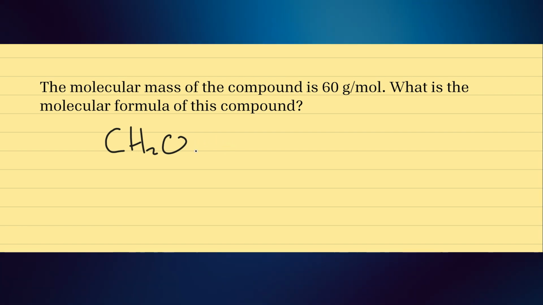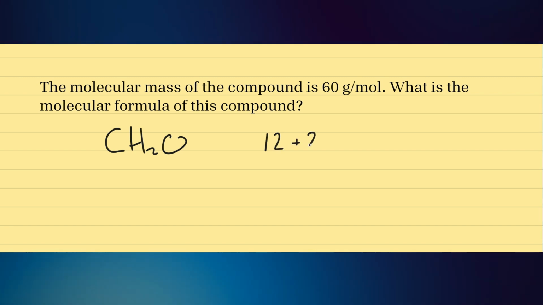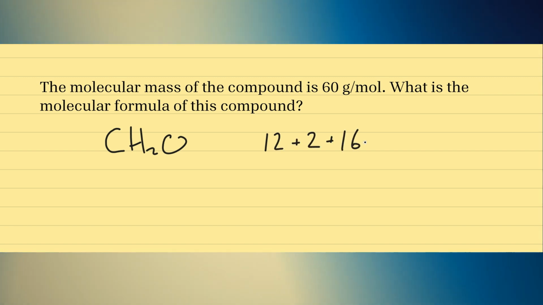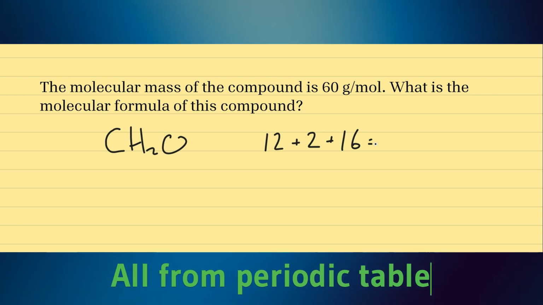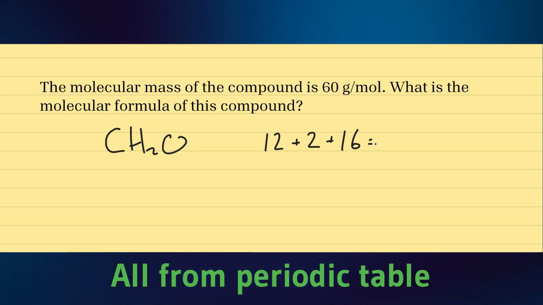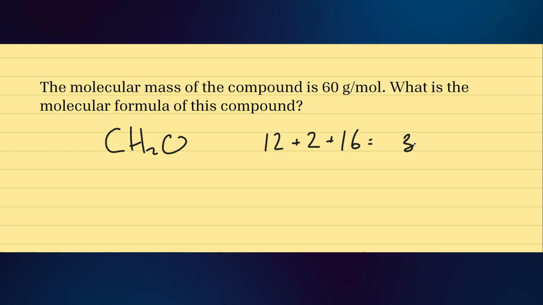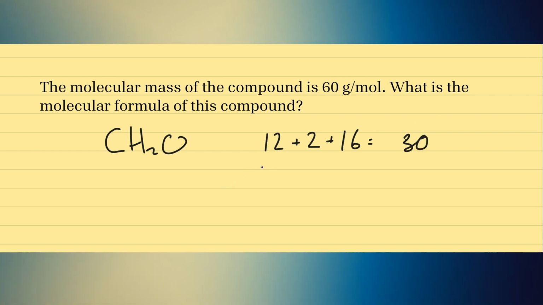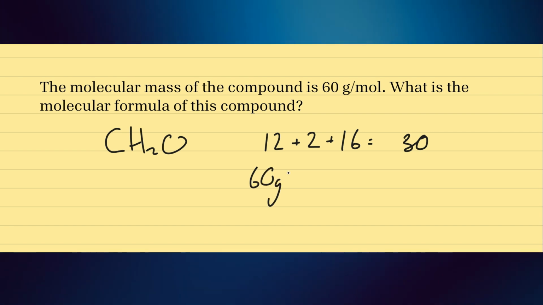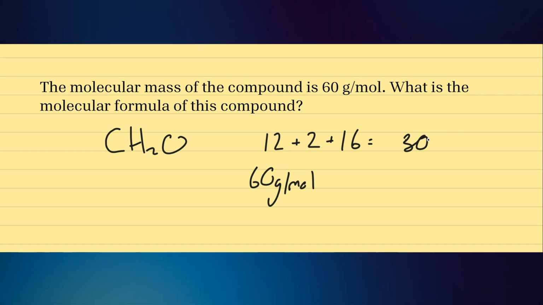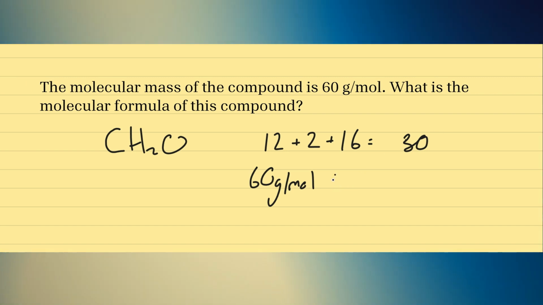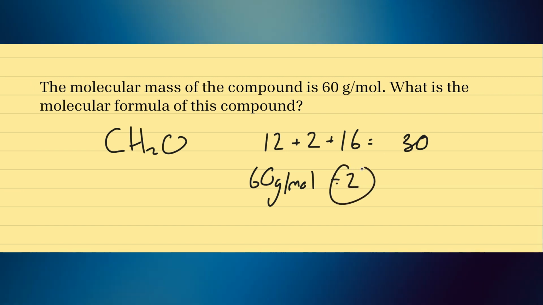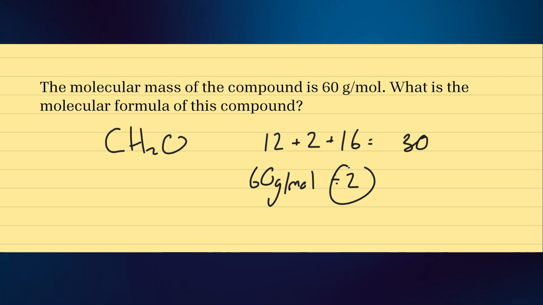Now, the molecular mass here would be a mixture of 12, adding them together, plus 2, plus 16. If I type that into my calculator, 12 plus 2 plus 16, I get 30. I'm being told that actually I have 60 grams per mole in my real molecule. So the relationship between 60 and 30 is obviously divided by 2. So I've divided the 60 by 2 to get to 30.